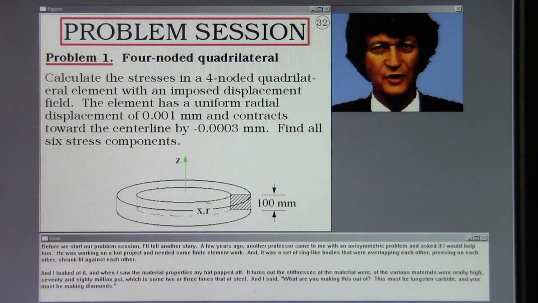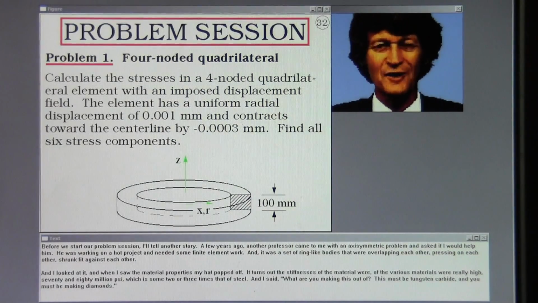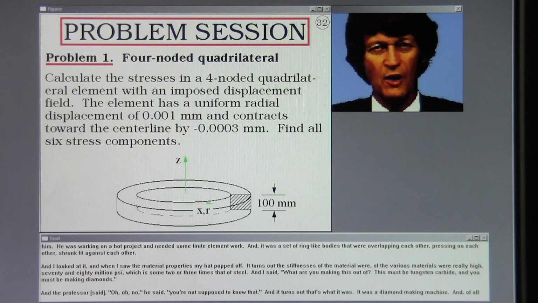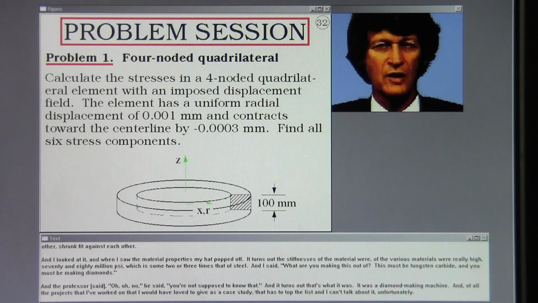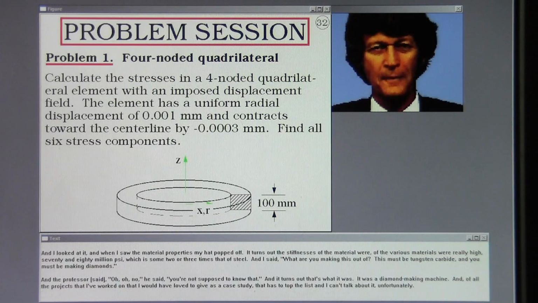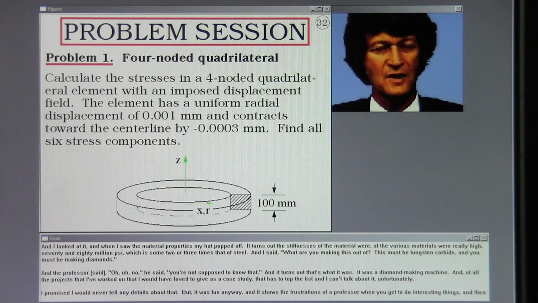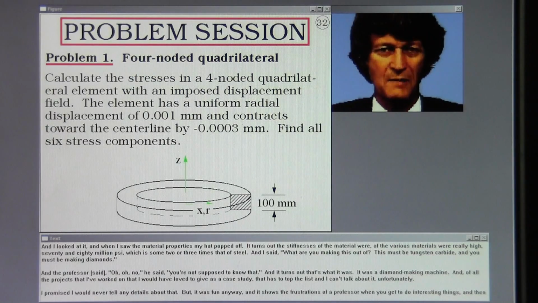Before we start our problem session, I'll tell another story. A few years ago, another professor came to me with an axisymmetric problem and asked if I would help him. He was working on a hot project and needed some finite element work. And it was a set of ring-like bodies that were overlapping each other, pressing on each other, shrunk fit against each other. And I looked at it, and when I saw the material properties, my hat popped off, and it turns out the stiffnesses of the various materials were really high, 70 and 80 million psi, which is some 2 or 3 times that of steel.